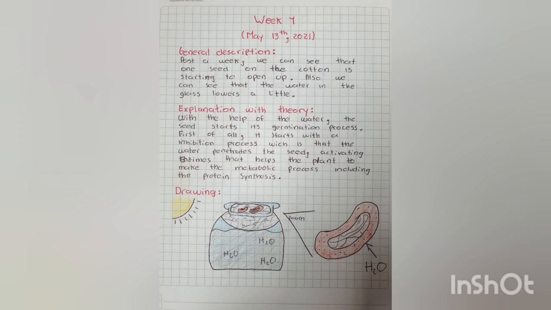In the first week, we can see that one of the seeds on the cotton is starting to open up. Also, we can see that the water in the glass lowers a little. Well, here the seed starts the germination process.